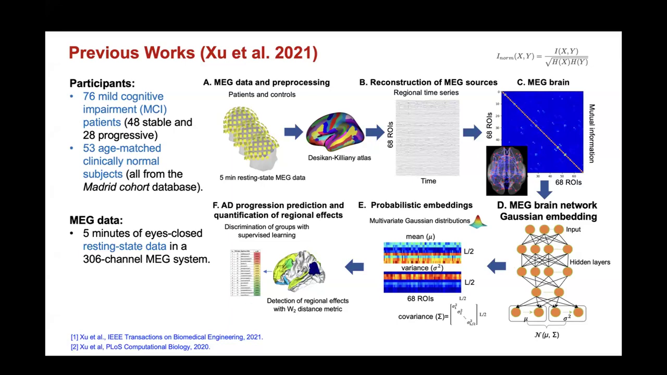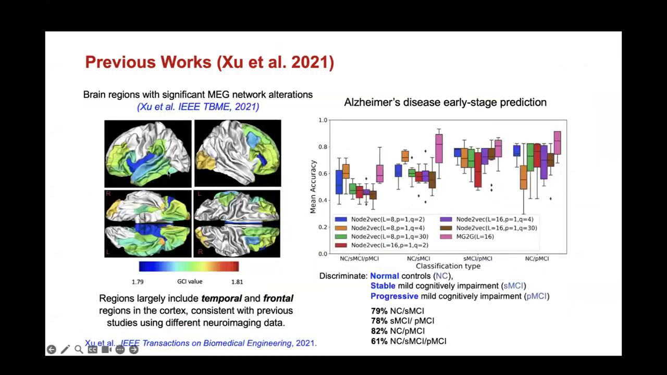The first one is classification for AD progression prediction. The second one, as shown in this slide, is to detect which brain regions have significant network alterations between the different subgroups. For example, the two very important subgroups are the stable MCI and progressive MCI. Why do those people convert to dementia after 2 years?